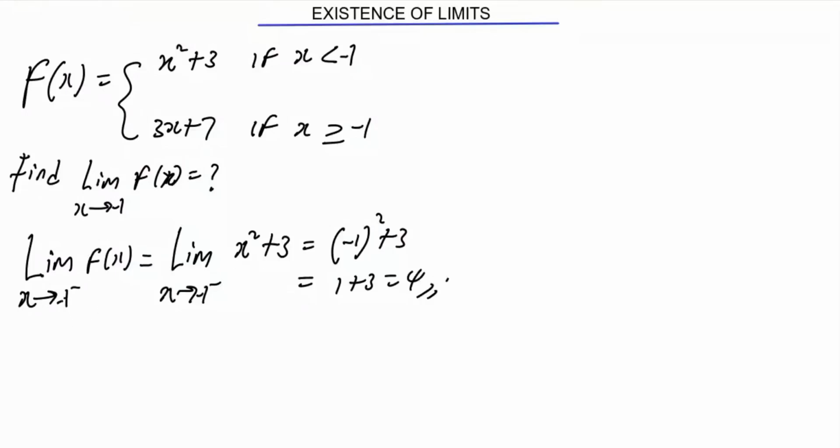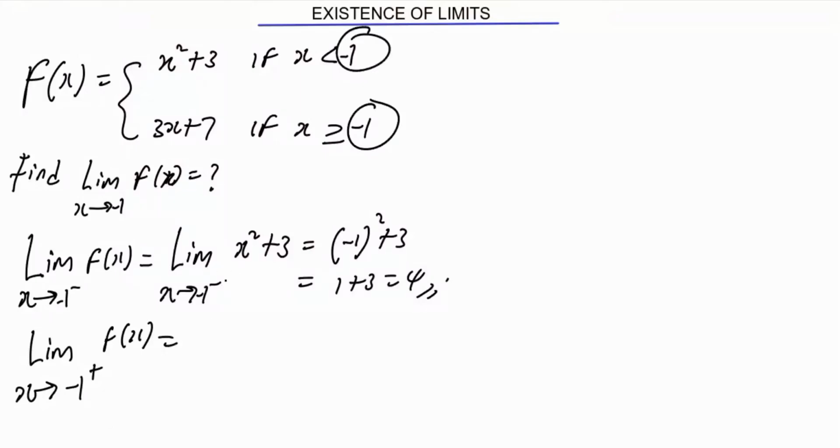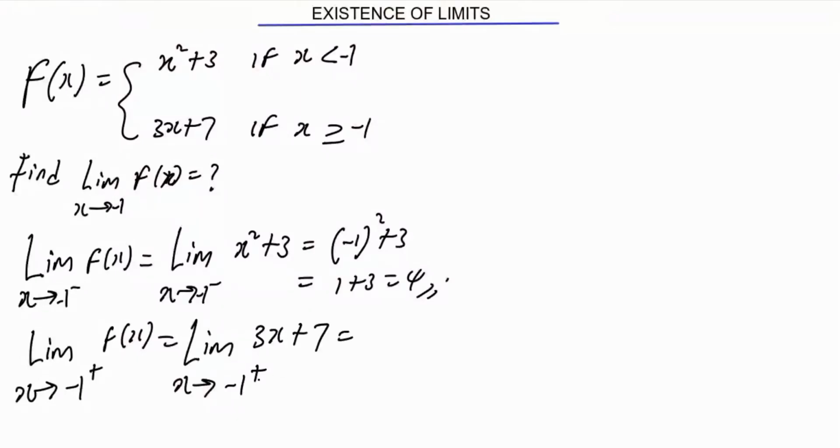So now I'm looking at the limit as x tends to negative 1 from the right. Now, remember, what we are checking here is negative 1. If x approaches negative 1 from the right, it means that I'm looking at the values of x that are greater than negative 1. Where do you have greater than negative 1? This is it. And you have 3x plus 7 to be the function. So this will give me what? 3 times negative 1 plus 7, which is negative 3 plus 7, and that will give me 4.